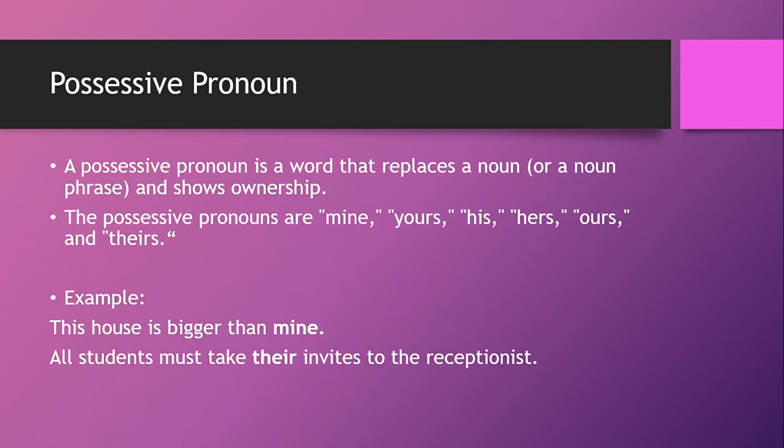Then comes possessive pronouns. As the name itself tells, it is something that tells about possession, the ownership. So possessive pronouns are the words which replace a noun and show ownership. For example, if I say this house is bigger than mine, instead of that, I can also say that this house is bigger than my house. So I have just shown the possession with the help of the possessive pronoun, which was mine. So in this house is bigger than mine, this mine is a possessive pronoun.